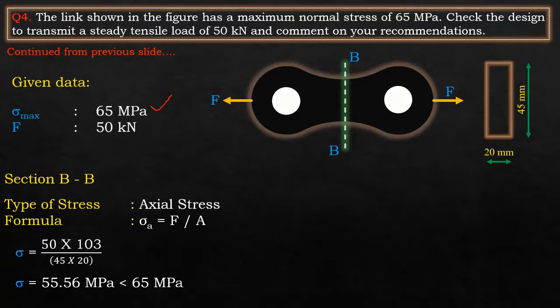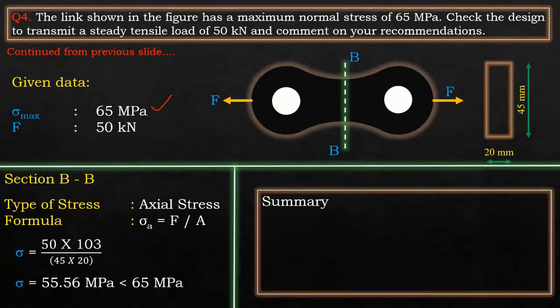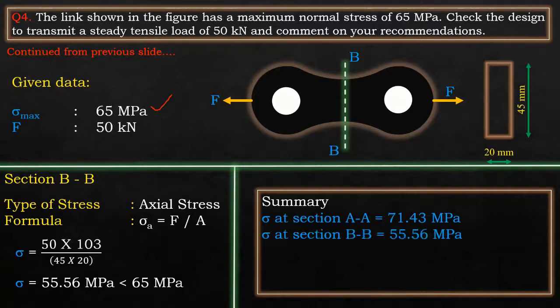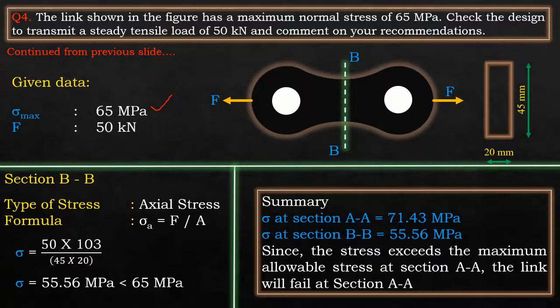But anyhow, let us once again discuss the summary of our findings. Stress sigma at AA is 71.43 megapascals and stress at section BB is 55.56 megapascals. Now, since the stress is exceeding the maximum allowable stress of 65 megapascals at section AA, the link will fail at section AA.